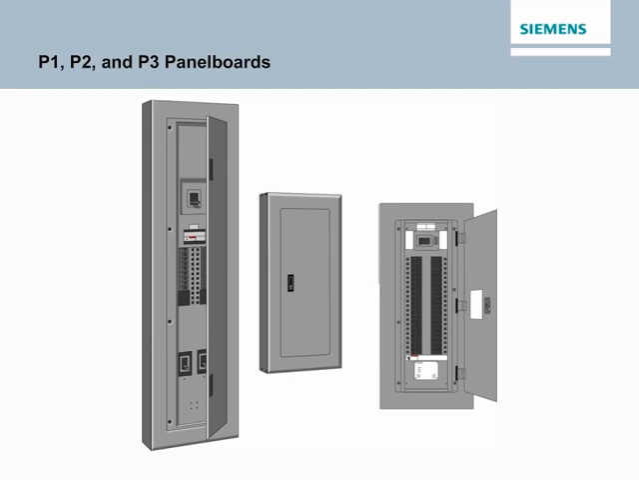The standard busing for P-series panel boards is temperature-rated aluminum with tin plating, but other busing options are available.